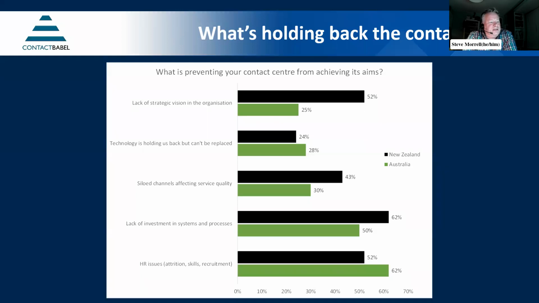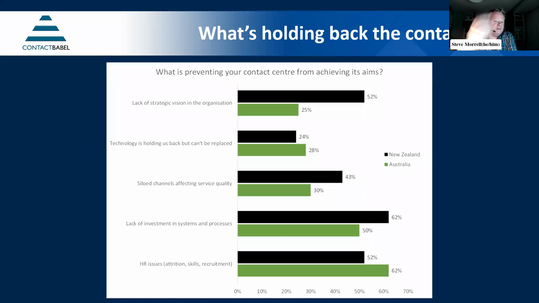So one of the big things for both countries seems to be HR issues. So whether that's attrition, skills, recruitment. Looking before, the attrition rates didn't seem to be particularly unmanageable. They're quite typical for advanced contact center industries, around 20 to 30% a year. Although it's not to say that doesn't cause problems, of course. So it may be stuff beyond attrition. Without delving in, it's impossible to know why.